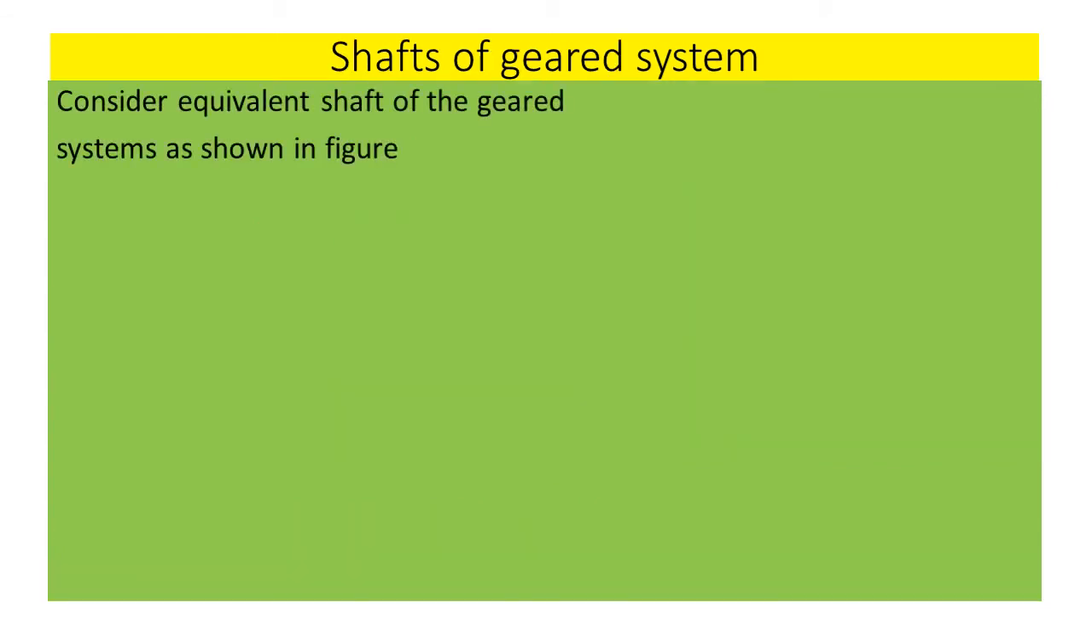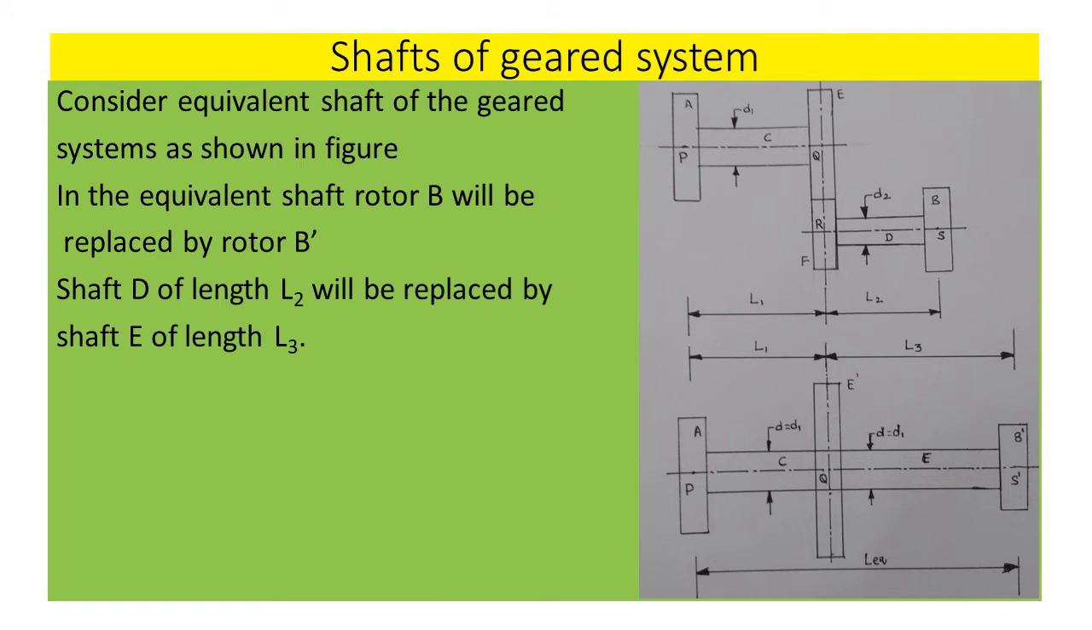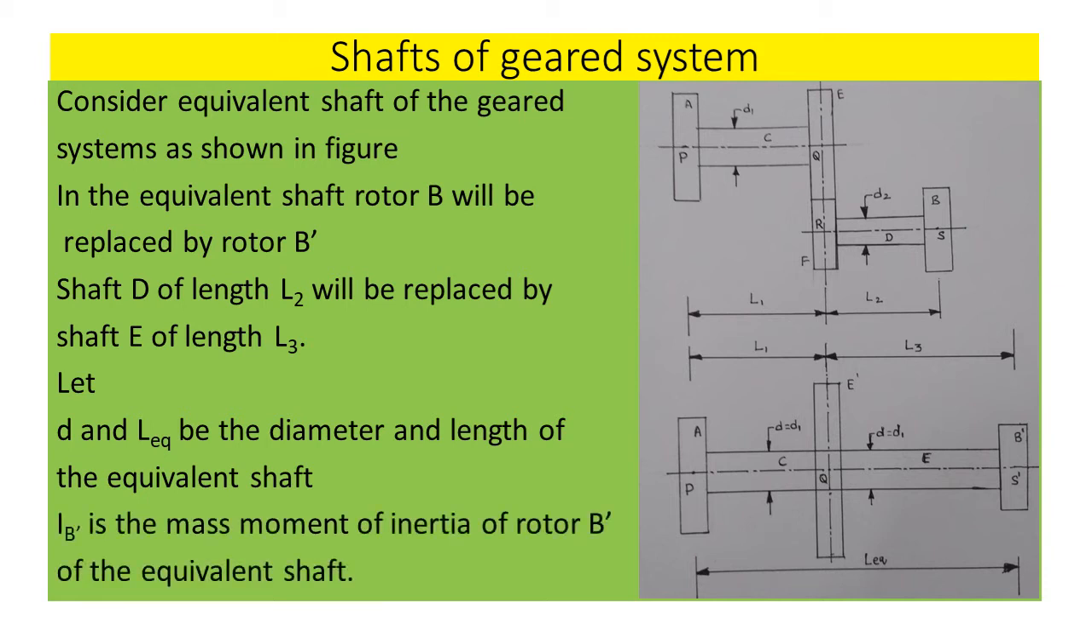Consider the equivalent shaft of the geared system as shown in the figure. In the equivalent shaft, rotor B will be replaced by rotor B dash. Shaft D of length L2 will be replaced by shaft E of length L3. Let D and LEQ be the diameter and length of the equivalent shaft. IB dash is the mass moment of inertia of rotor B dash of the equivalent shaft.